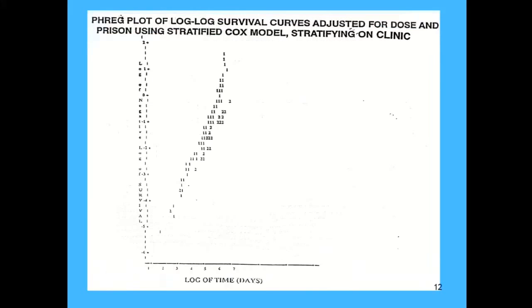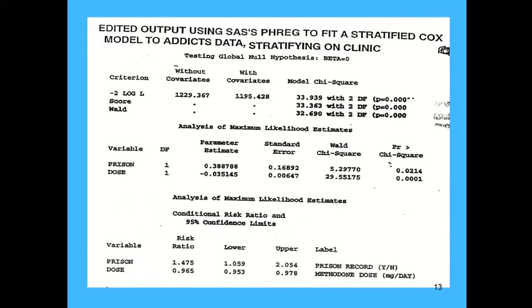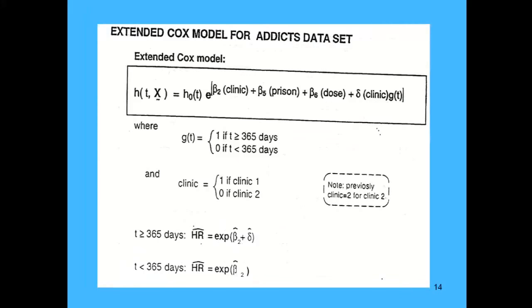What about, and that's the stratified Cox output, but let's look at this. This is the thing I wanted. This is an extended Cox model. Look at this model. Now, this is the thing we're going to look at now. Okay? This is an extended Cox model. Can you tell it's an extended Cox model? How can you tell?